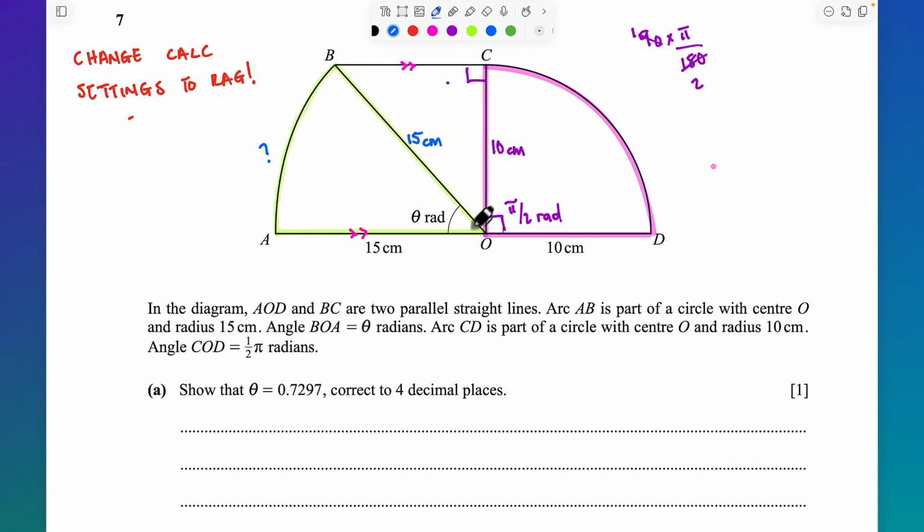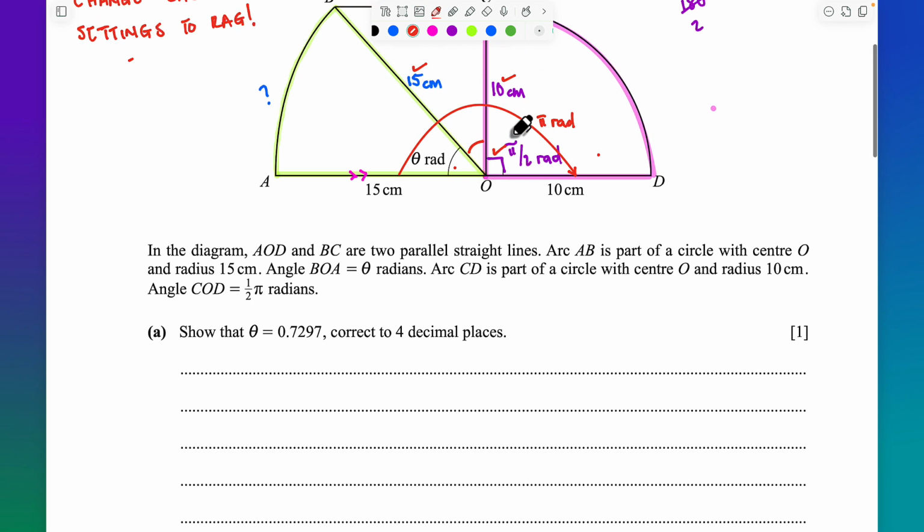Because we know that this line in total, from this line all the way up until there, is supposed to give us pi radians, or 180 degrees, right? Because it's a straight line. We know that this one is 90, or pi over 2. We don't know what this one is, and we also don't know what this one is, right? However, with this triangle OBC, we do have two. We have this 15 and we have this 10.